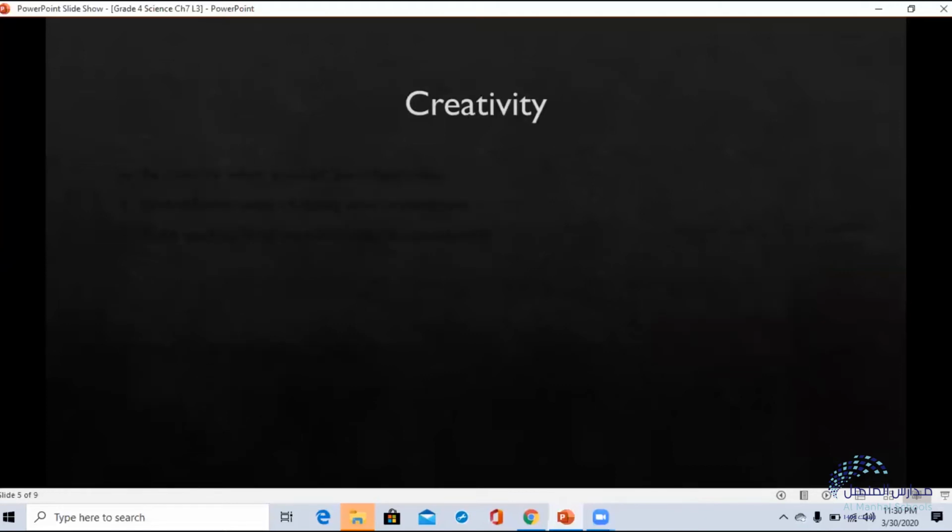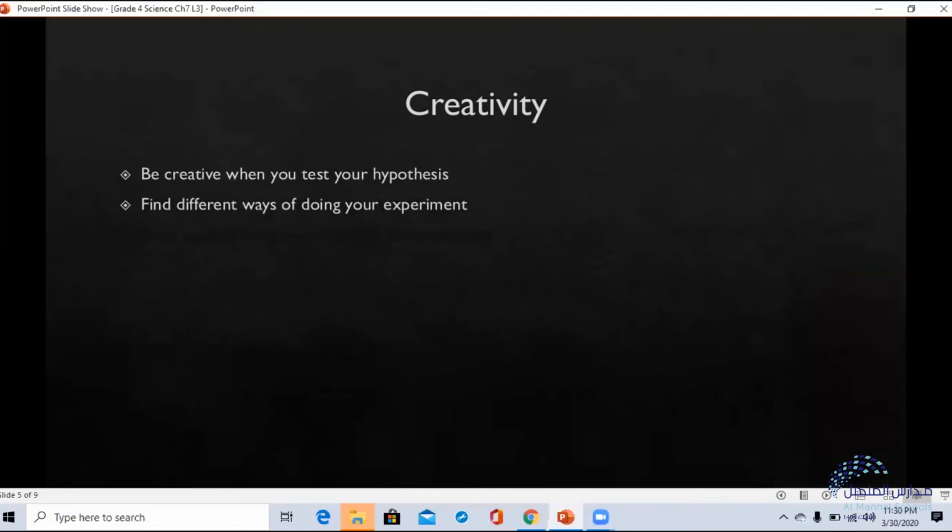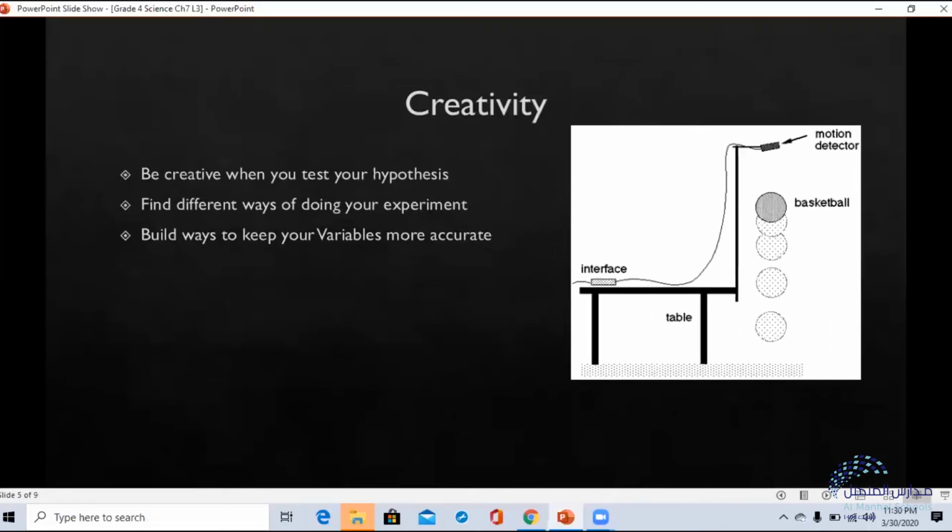Creativity. You need to be creative when you test your hypothesis. You need to find different ways of doing your experiment. For example, you need to build ways to keep your variables more accurate. If you look at this picture, you can see that you can build a release system for your ball to keep the variable of the height the same. This is very important to keep your data as accurate as possible.